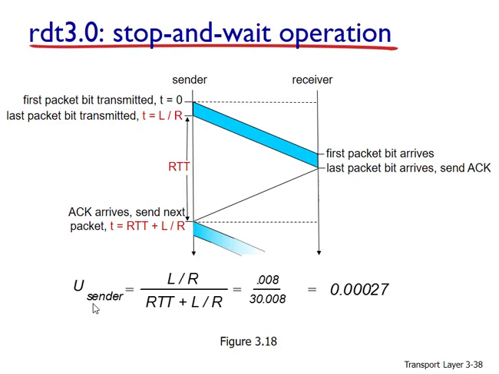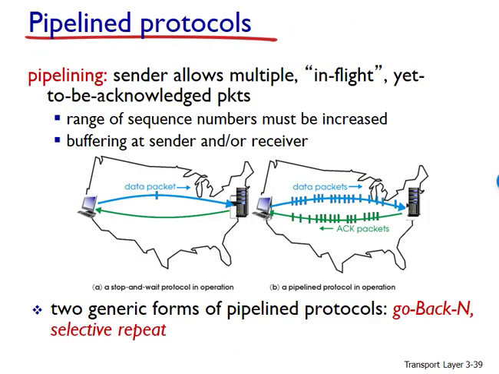If we define the utilization of the sender or the channel as a fraction of the time the sender is actually busy sending bits into the channel, the analysis of this figure 3.18 shows that the stop and wait protocol has a rather dismal sender utilization. The solution to this particular performance problem is simple.